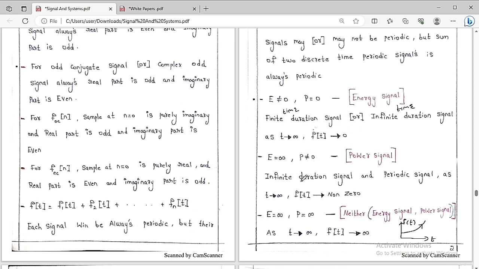The best example is those signals which have infinite time duration, or we can say all the periodic signals are called power signals. And for these periodic signals, as t tends to infinity, f of t value should tend to a non-zero or finite value.